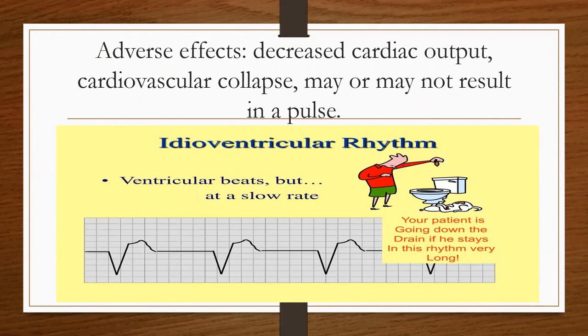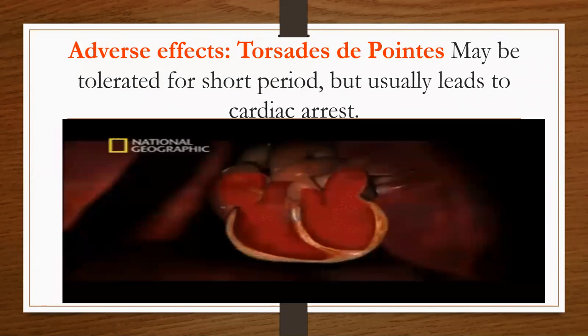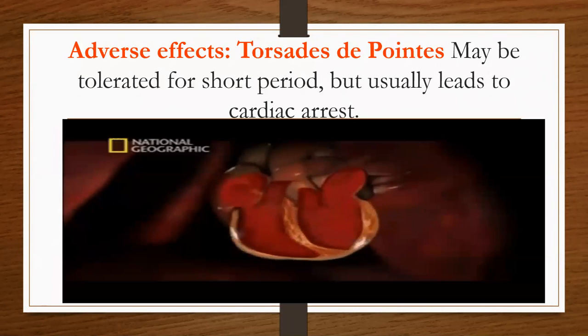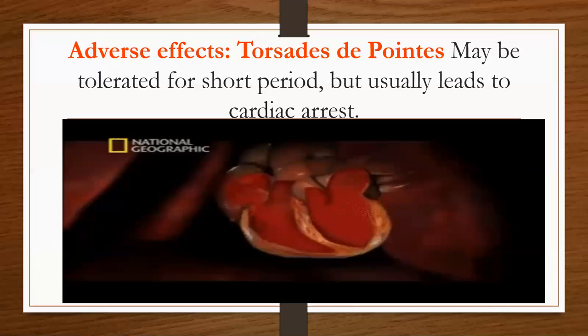With the idioventricular rhythm, however, it's not so good. These patients have decreased cardiac output, cardiovascular collapse, and it may or may not result in a pulse. As we can see here in our illustration, it says this patient is going down if he stays in this rhythm too long. Here's our key point. This rhythm may be tolerated for a short period, but it usually leads to cardiac arrest.